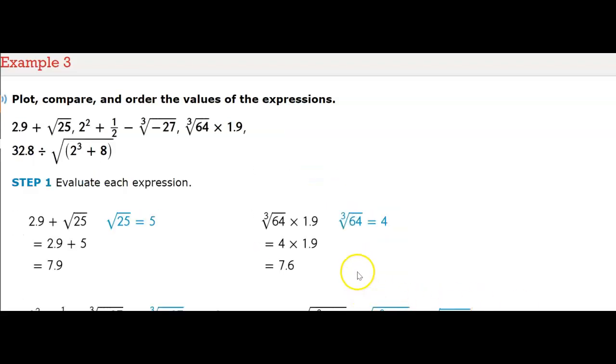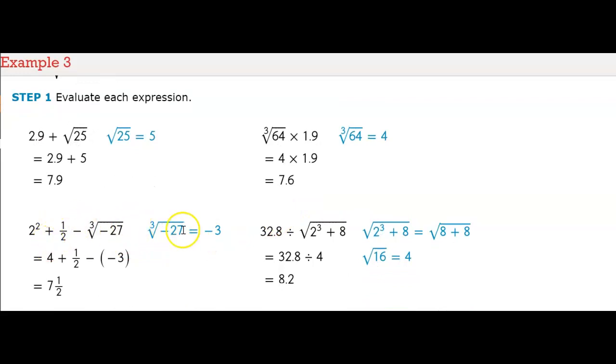First, you evaluate each expression. So here's the first one. You evaluate first by finding the square root, so you have one value. That's 5. So you have 2 and 9/10 plus 5. That's the first one. Then you have 2 squared plus 1/2 minus the cube root of negative 27.